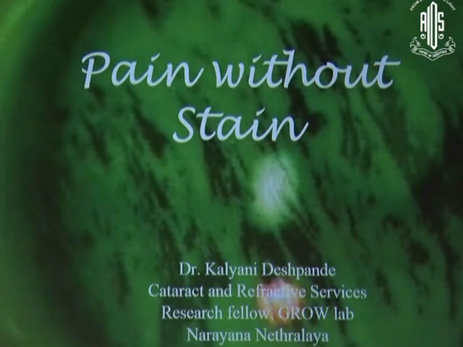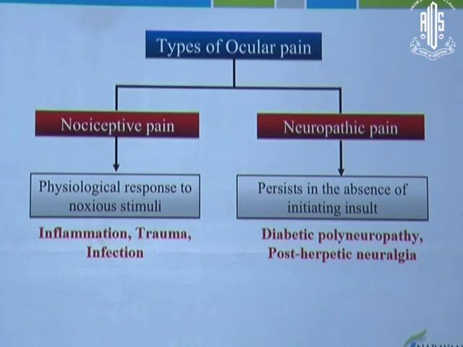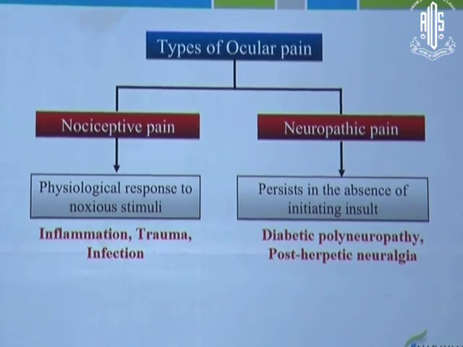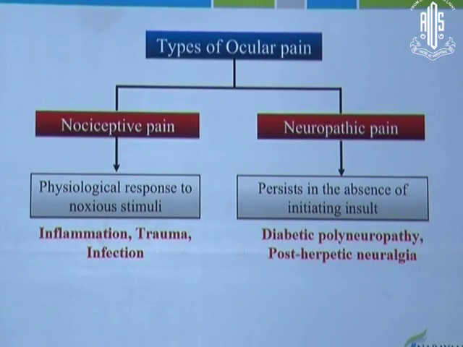So my presentation is titled Pain Without Stain. As we all know, ocular pain is classically of two varieties, nociceptive pain and neuropathic pain. Nociceptive pain is a physiological response to any noxious stimulus, be it inflammation, trauma or infection. Neuropathic pain is, however, the variety in which the pain persists even after removal of the initiating insult.